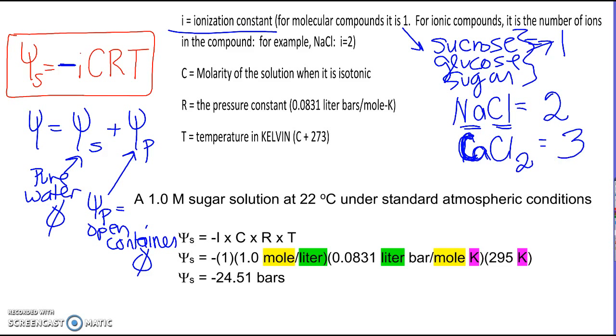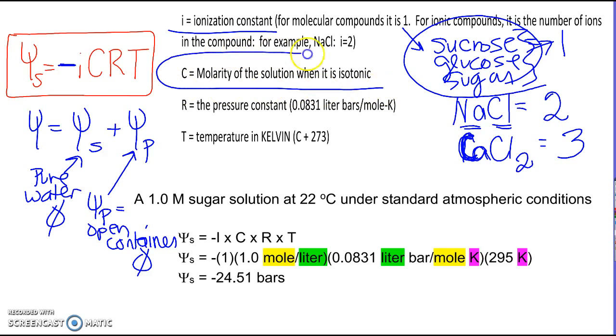So the ionization constant is the number of ions that a compound breaks into. My guess is that they would give you one of these things, which are not ionic, so it's just 1. You don't even have to worry about that number. It's 1, so it's not going to change your answer in any way. But if they did give you an ionic compound, you would have to figure out how many ions were in the compound.